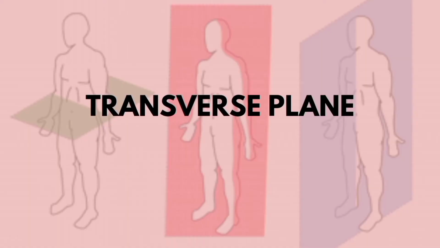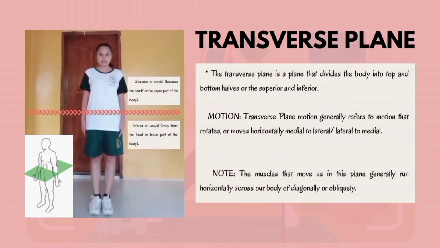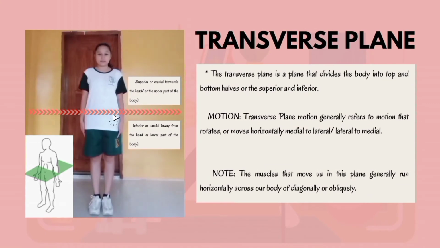The next and last plane is the transverse plane. The transverse plane is a plane that divides the body into top and bottom halves, or the superior and inferior. Superior or cranial is towards the head or the upper part of the body, while inferior is away from the head or lower part of the body.